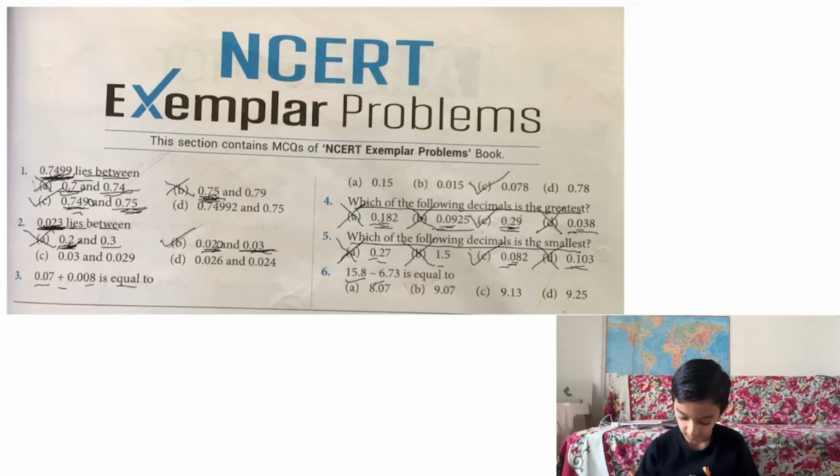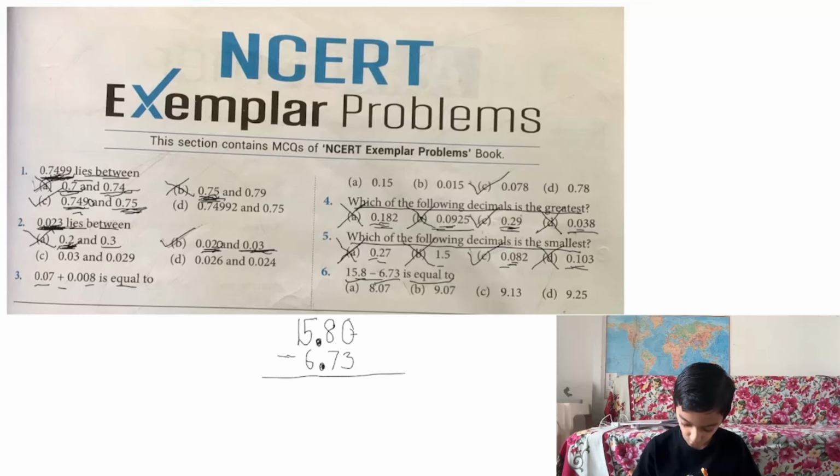15.8 minus 6.73 is equal to. Here we have to find out the difference of these two decimals. So for finding out the difference, we will arrange it column wise properly. Whole number part under whole number part, decimal under decimal, and tens under tens, hundreds under hundreds, and so on. So first let's arrange it column wise and then we'll subtract normally. So we'll arrange it column wise. 7. Here we can put 0 because putting 0 at the end of the decimal does not change its value. So here we'll put 0 and now we'll subtract normally.